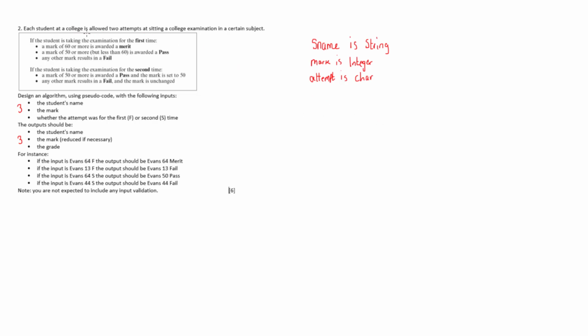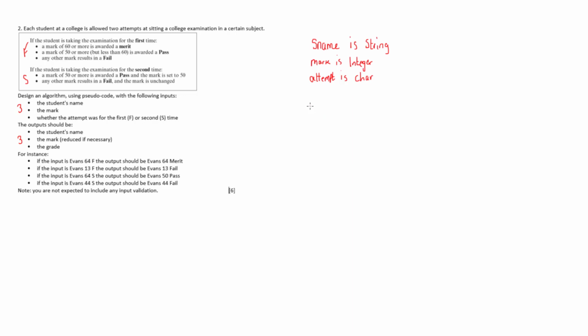So if the student is taking the exam for the first time, then a mark of 60 or more is awarded. But if they're taking it for the second time, then you do these 2 bullet points down here. So if you get an F, you do those 3 bullet points. If you get an S, you do those 2 bullet points.